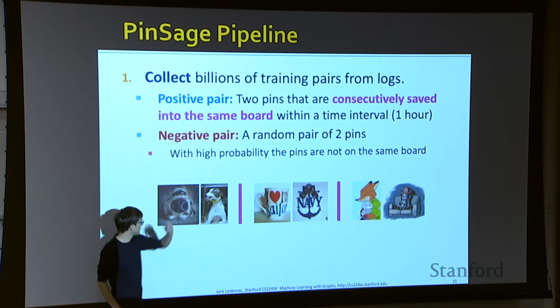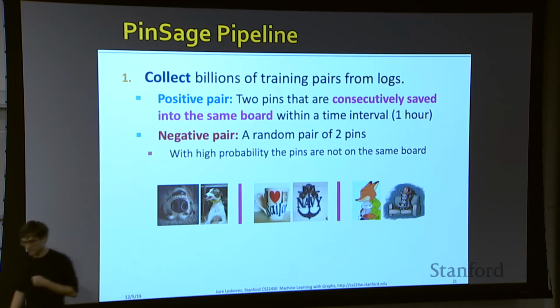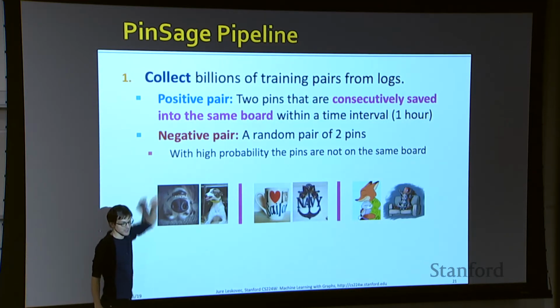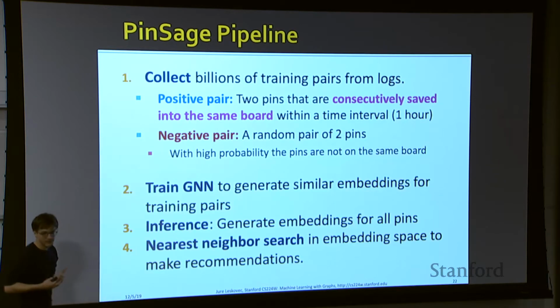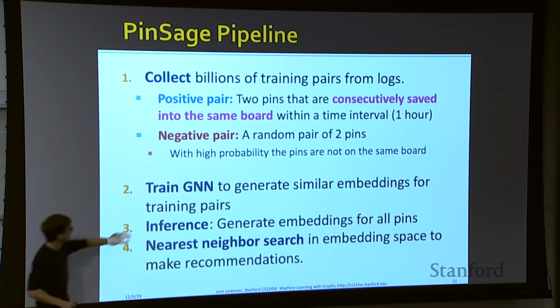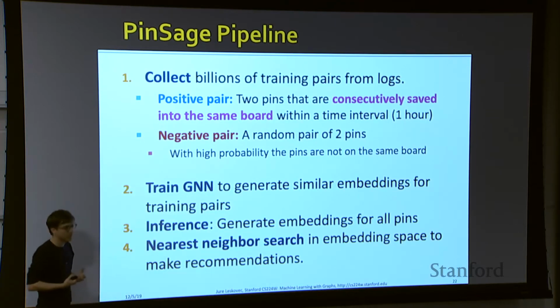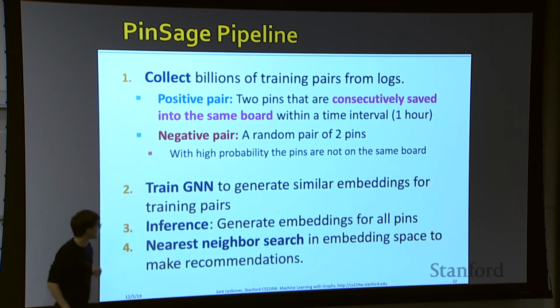I'll just take a random pin and say that's a negative example, okay? So now I have training data and I can get billions of these things, right? Now that I have obtained training data, I will train a graph neural network to generate embeddings for pins such that the positive pins that are related are closer together than pins that are not related.